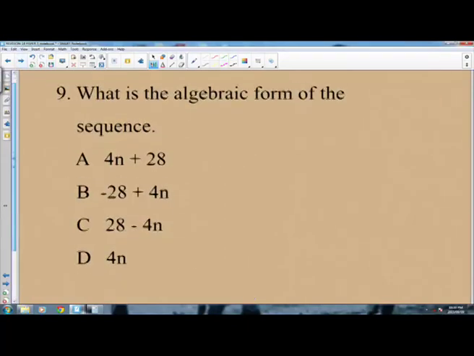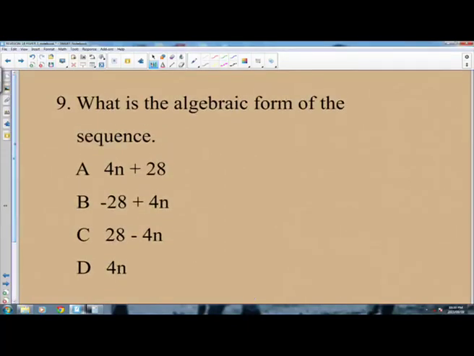And then question number 9. What is the algebraic form of the sequence? So you have to find the algebraic form of the sequence. The sequence is 24, 20, 16, 12, and then 8.